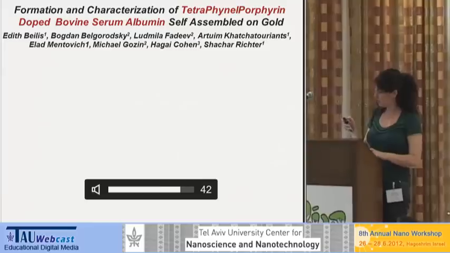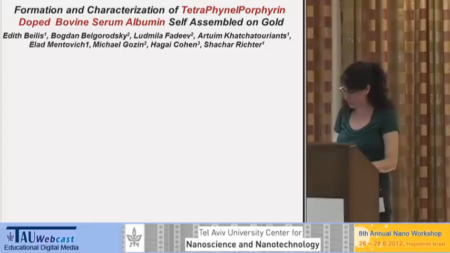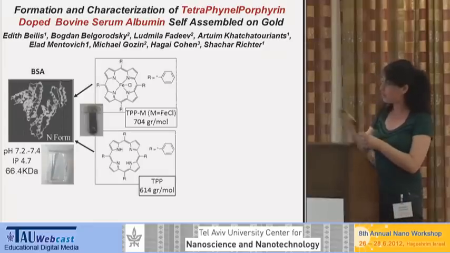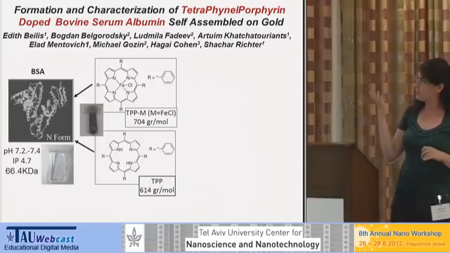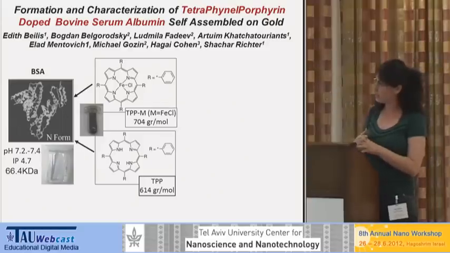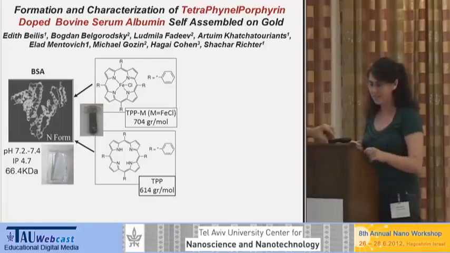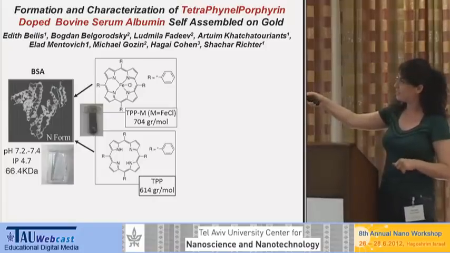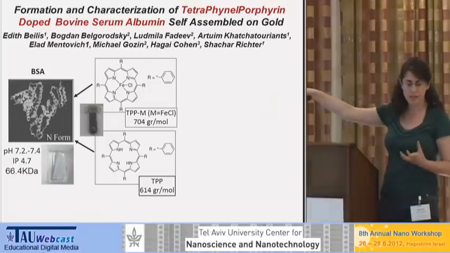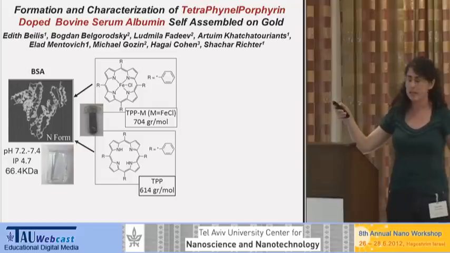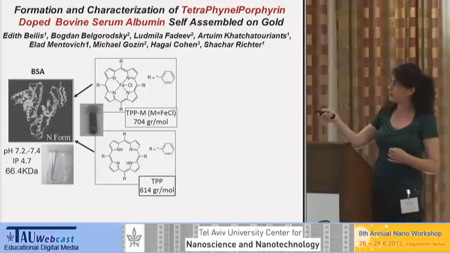Hi, my name is Edith, and I'm a student of Shachar Richter's in the group of bio and molecular electronics. And what we want to do is take BSA, bovine serum albumin, and use its natural properties to bind smaller molecules, such as tetraphenyl porphyrin, or tetraphenyl porphyrin with metals, to make what we call a doped bovine serum albumin, and ultimately see if we can change the electrical properties of the bovine serum albumin by this doping.